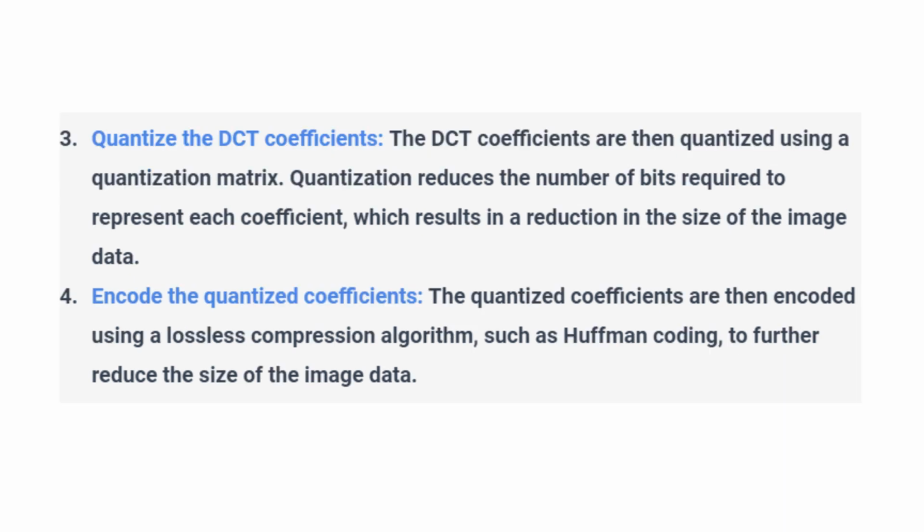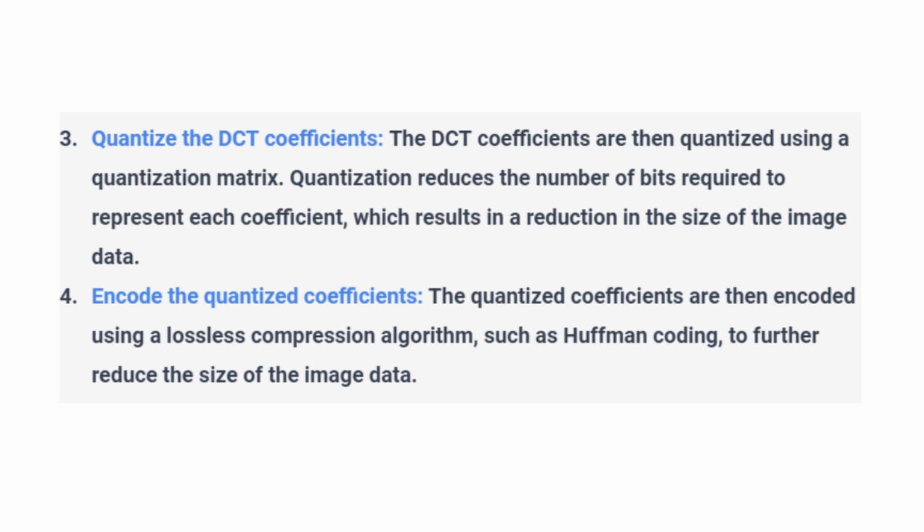Quantize the DCT coefficients. The DCT coefficients are then quantized using a quantization matrix. Quantization reduces the number of bits required to represent each coefficient, which results in a reduction in the size of the image data. Encode the quantized coefficients.